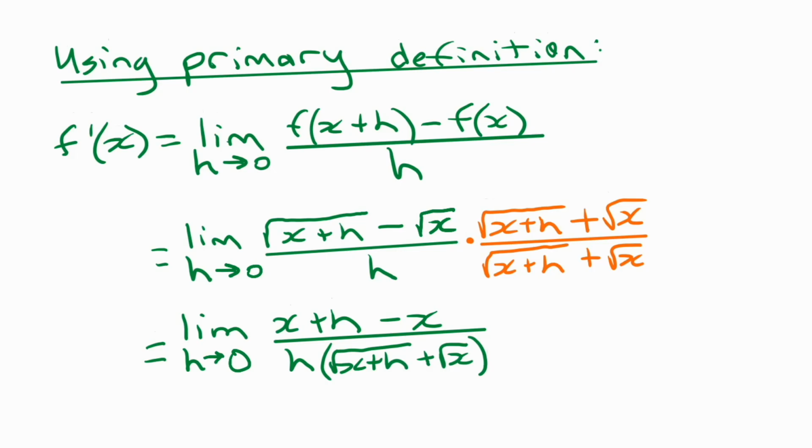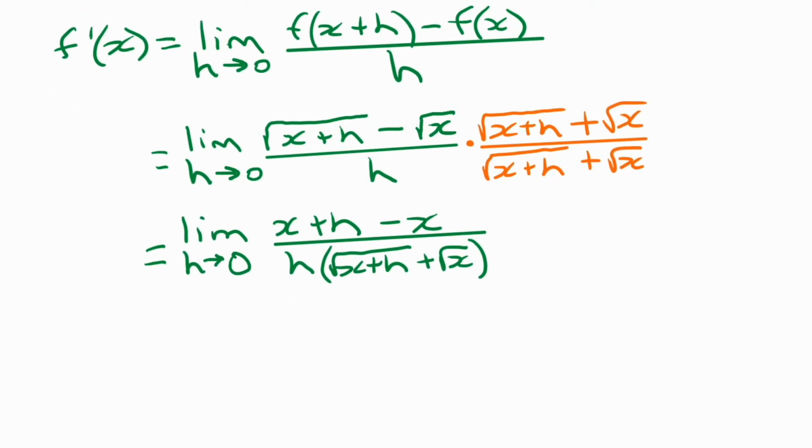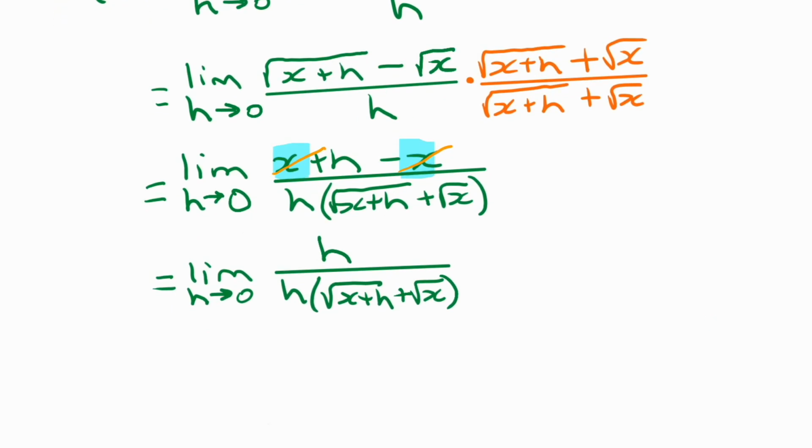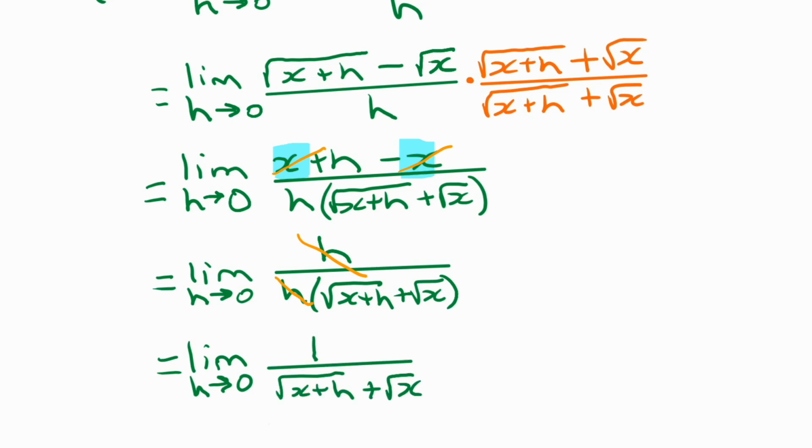Now, what might be slightly different than what we did before is we're not going to be able to cancel out a binomial here, but what we can do is this x and this x, those add to 0, so we can just cancel those out. And so then this is going to be equal to the limit as h approaches 0 of just an h on the top and that same expression on the bottom. And then we can cancel these two h's. And so that's going to leave us with the limit as h approaches 0 of 1 over root x plus h plus root x.